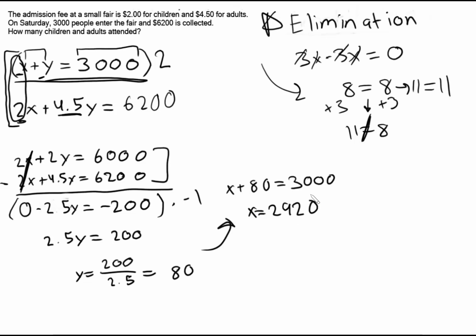So what does this mean in terms of the question? That means 80 adults, let me add on 80 adults. So 80 adults and 2,920 children attended the fair.